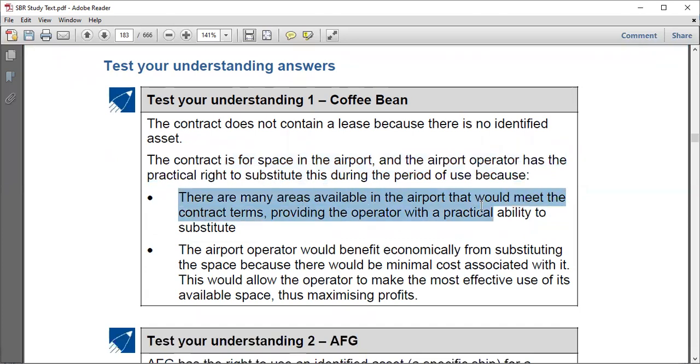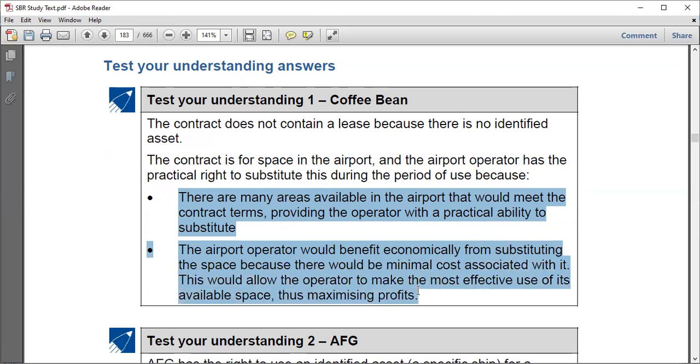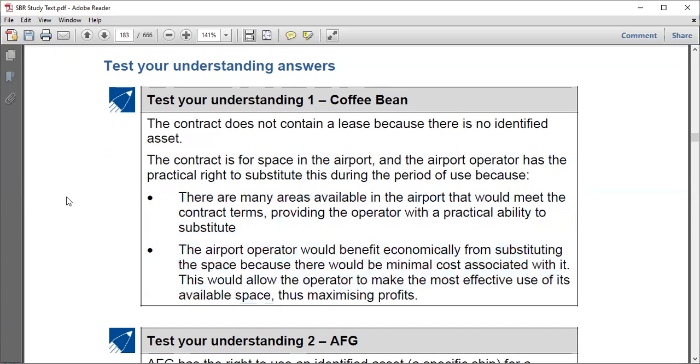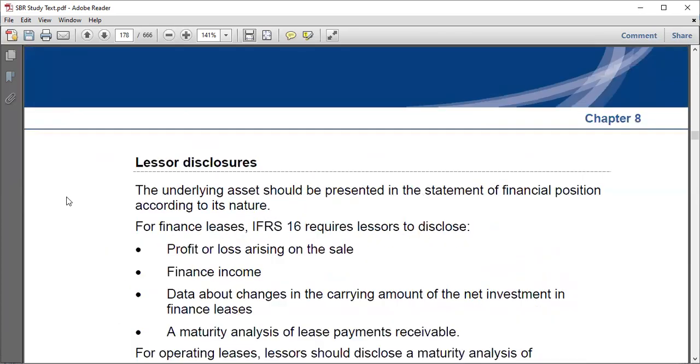There are many areas available in the airport that would meet the contract terms, providing the operator with the practical ability to substitute. But also the airport operator would benefit economically from substituting the space because there would be minimal cost associated with it. This would allow the operator to make the most effective use of the available space, thus maximizing the profits. So this still means that the operator can still gain the benefits, the returns, from the lessee. So those are the things that you just have to take a look at.